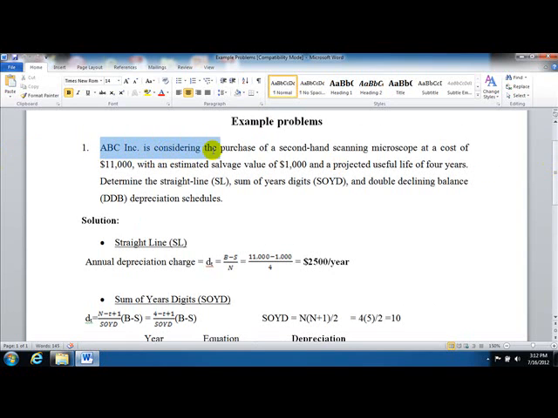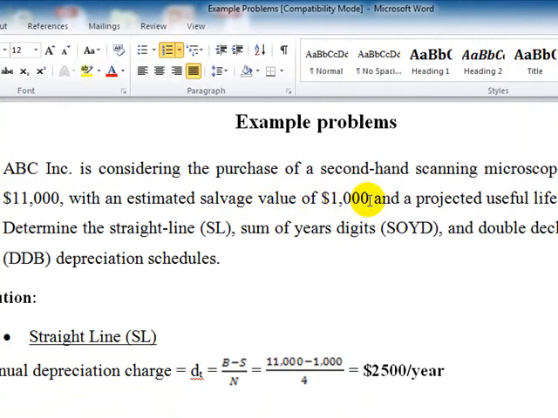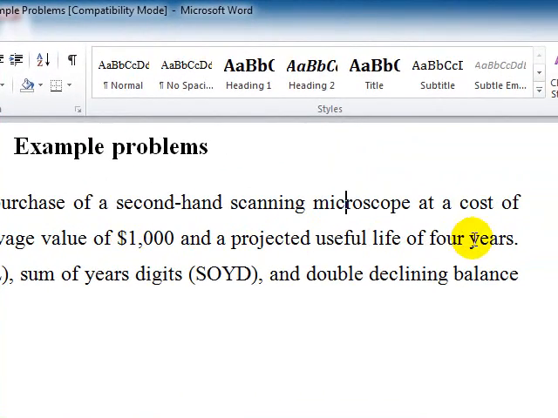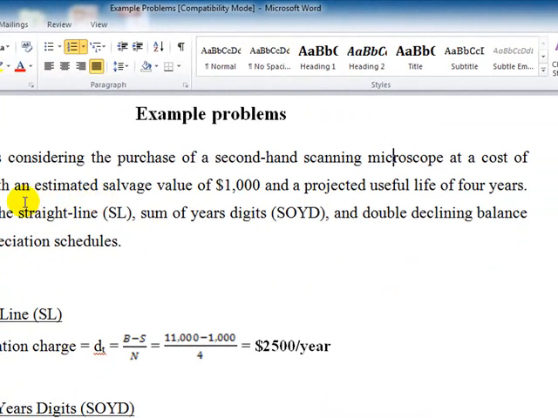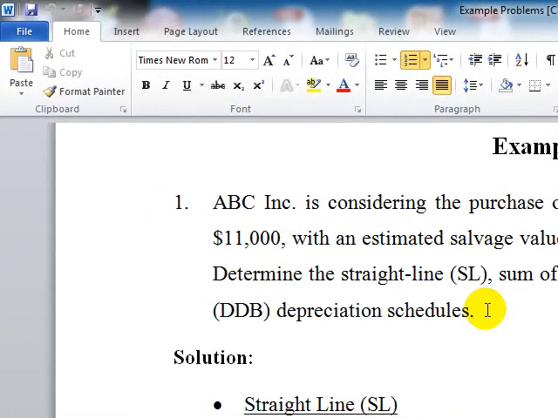ABC Inc. is considering the purchase of a second-hand scanning microscope at a cost of $11,000 with an estimated salvage value of $1,000 and a projected useful life of 4 years. Determine the straight line, sum of years digits, and double declining balance depreciation schedules.